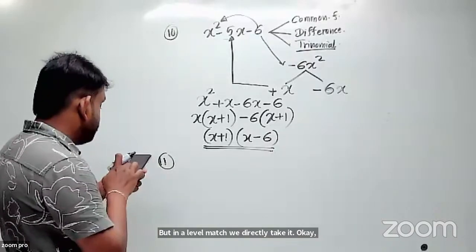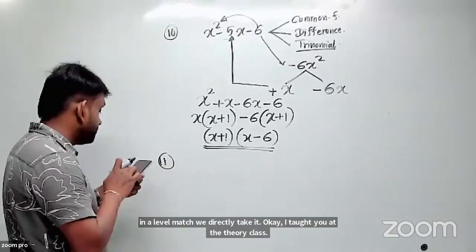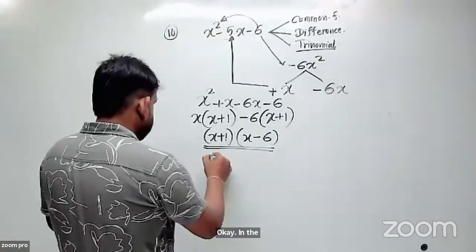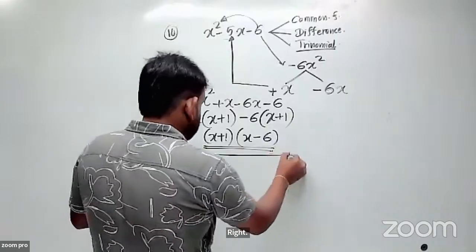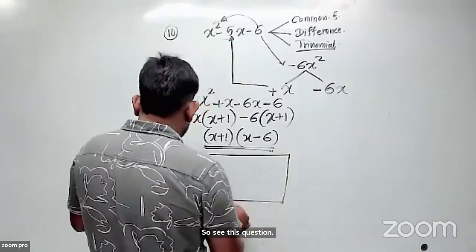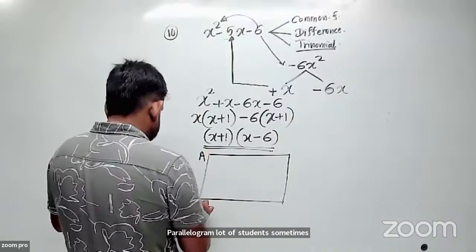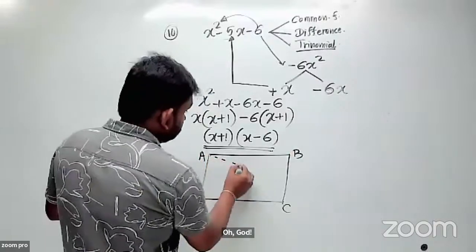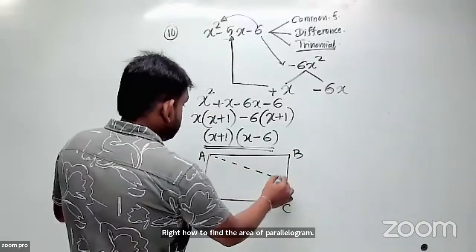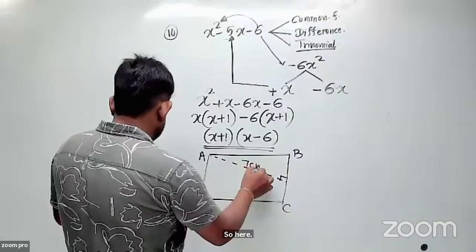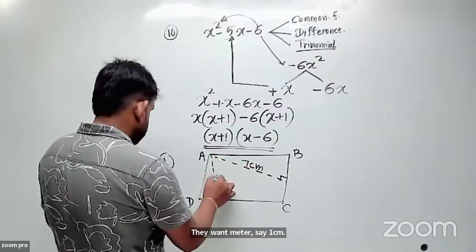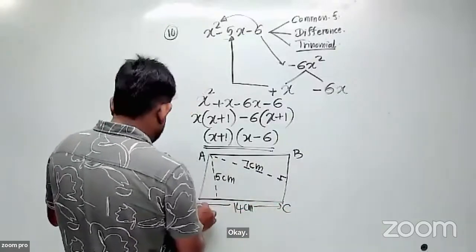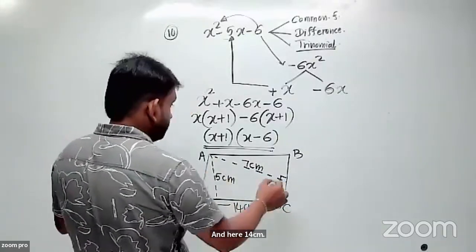In the parallelogram ABCD, find the length of the side BC. See this question. A lot of students sometimes forget how to find the area of a parallelogram. So here 7 centimeter, and here 5 centimeter, and here 14 centimeter. They ask for the length of BC.